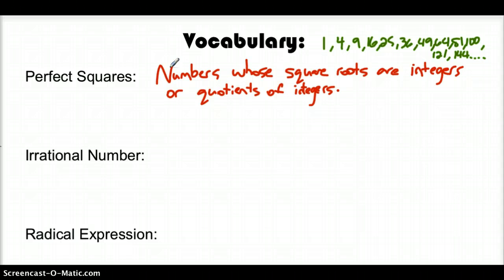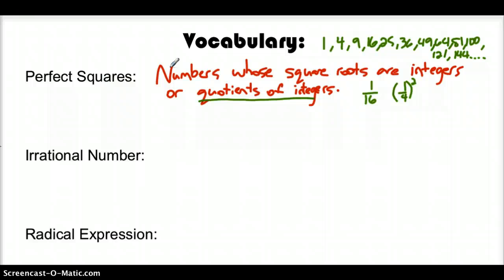But what this last part is saying, the quotients of integers part, is basically saying that, let's call it 1/16, is actually a perfect square. It's 1 over 4 squared, right? And so it's something to kind of think about there as well.